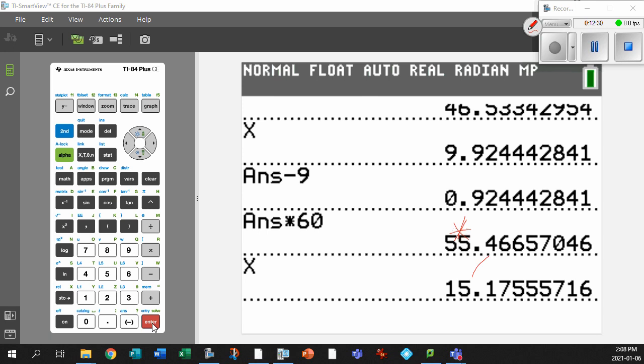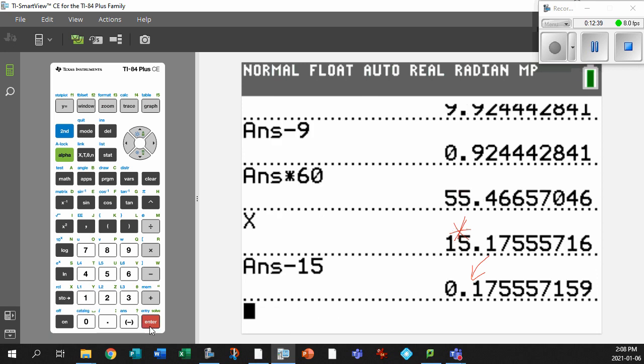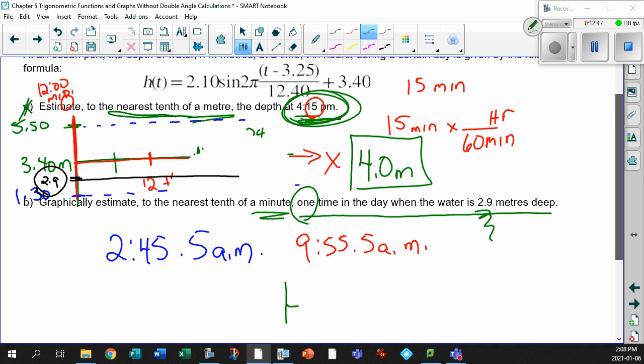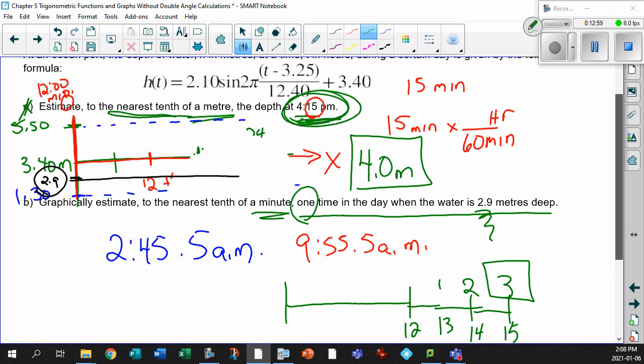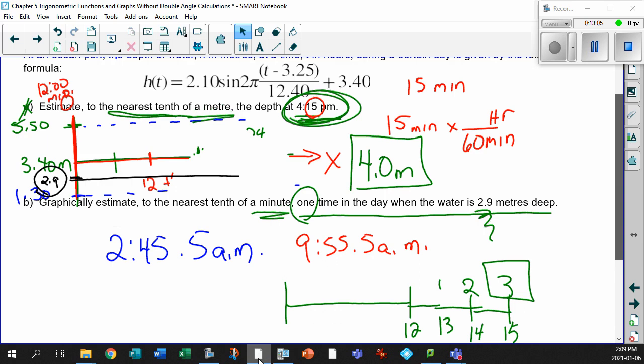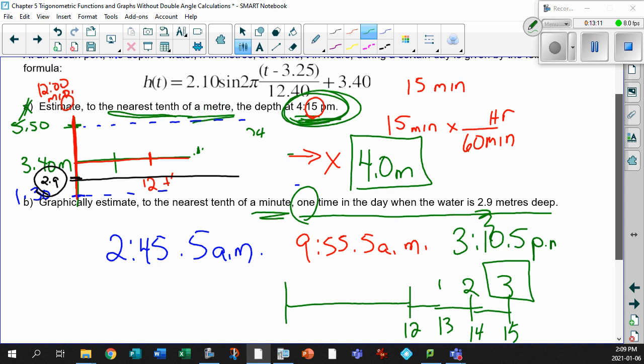So you're at 15 o'clock? What does 15 o'clock mean? Well, we'll get that in a second. Let's subtract the 15 because we know it's 15 o'clock. Multiply that by 60, and you got 10.5. So whatever 15 o'clock is, think about it. You're here from 1 to 12. 13 o'clock would be 1 o'clock. 14 o'clock would be 2 o'clock. 15 o'clock would be 3 o'clock. So you are at 3. What was our answer? 3 o'clock, 3:10.5 now in the PM, in the afternoon.